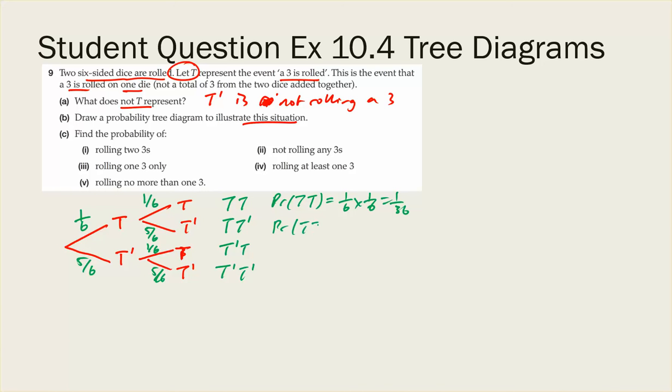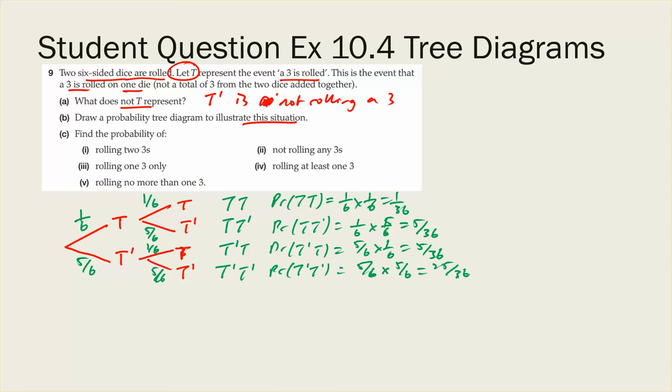The probability of T not T is 1 over 6 times 5 over 6, which equals 5 over 36. The probability of not T T is 5 over 6 times 1 over 6, which is 5 over 36. And the probability of not T not T is 5 over 6 times 5 over 6, which equals 25 over 36. Now let's do part C, because we've done all the hard work.